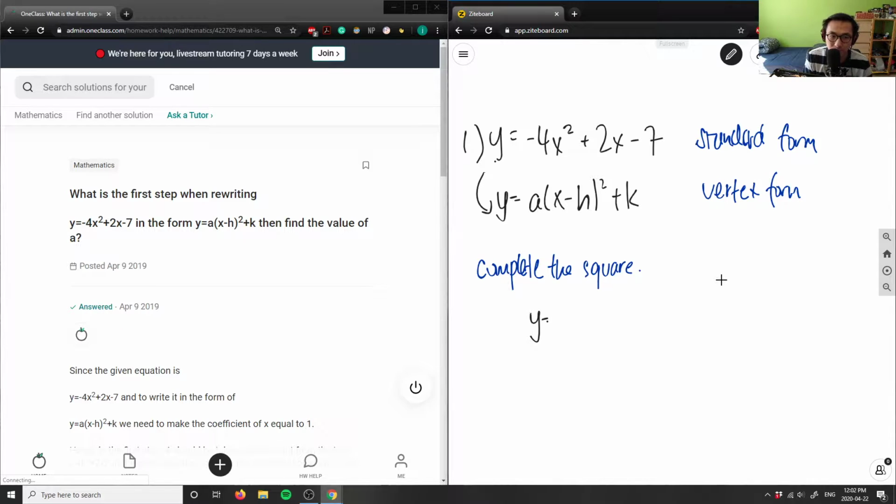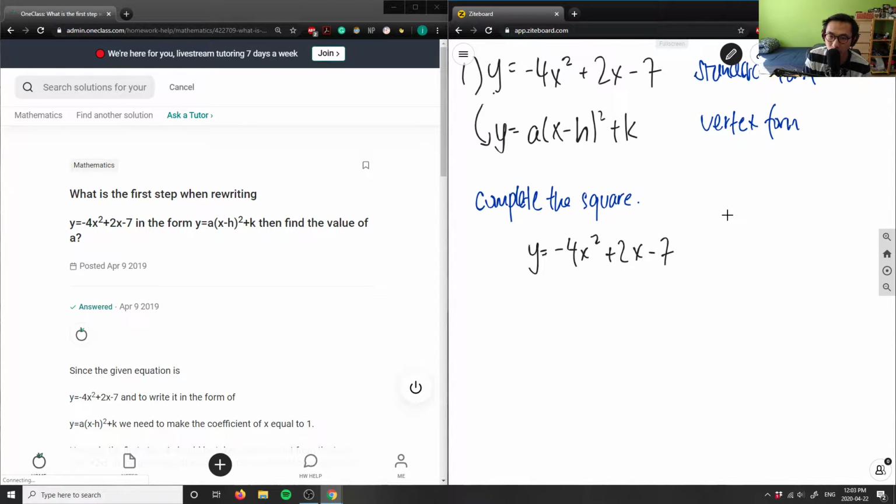So we have y equals negative 4x squared plus 2x minus 7. In order for us to complete the square, we have to make a perfect square trinomial. And by doing that, first we have to get rid of this a value, this negative 4. So we're going to factor out negative 4 from our problem here. We're left with x squared, and then we take out negative 4, so we have a minus sign here, and this is going to be x over 2, or half x. Maybe I'll just write half x for you here, and then minus 7 here.